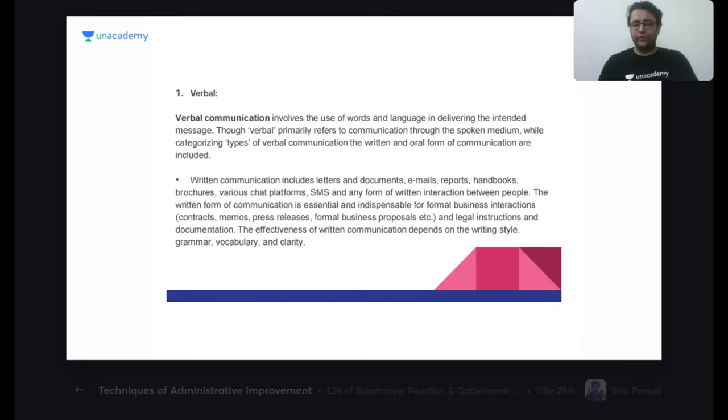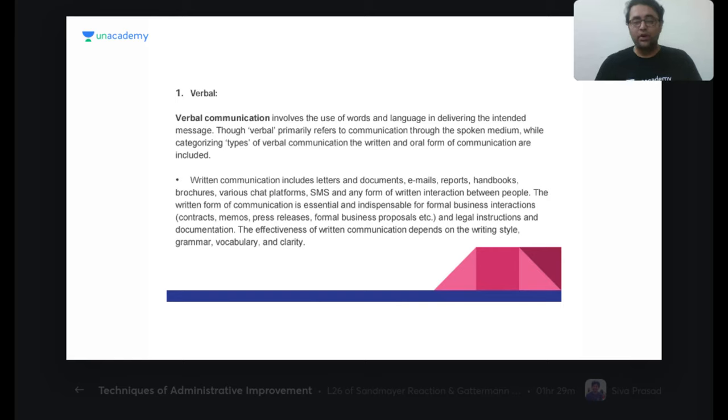Now, let's read through verbal communication. Verbal communication involves the use of words and language in delivering the intended message. Through verbal, primarily refers to communication through spoken medium. While categorizing types of verbal communication, the written and oral forms of communication are included.